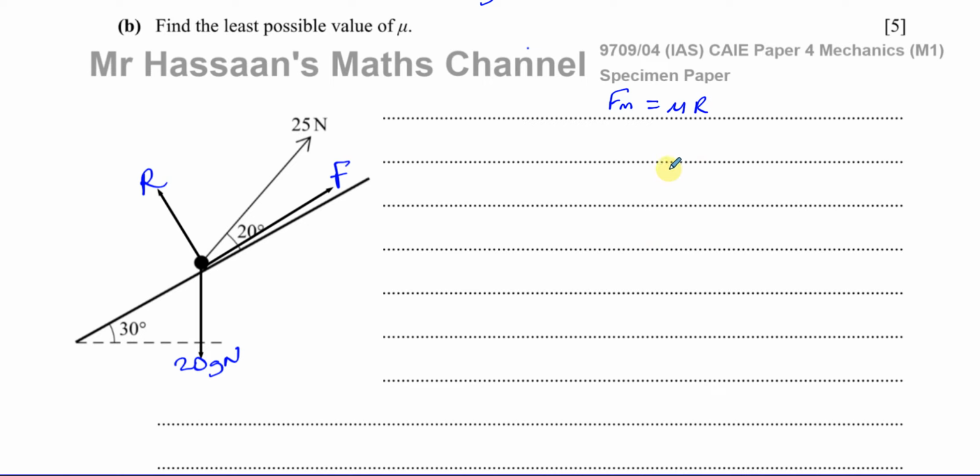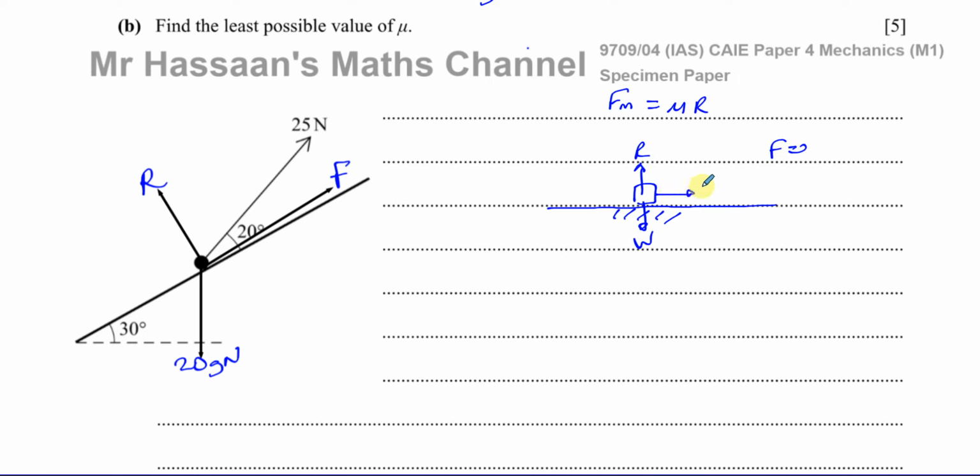And we want to find the least possible value of mu. Now, we know that the frictional force can vary, starting from 0. For example, if there's a block on a horizontal rough plane, and there's nothing trying to pull it either way, you have its weight and the reaction force, and there's nothing pulling it, so the frictional force will be 0.